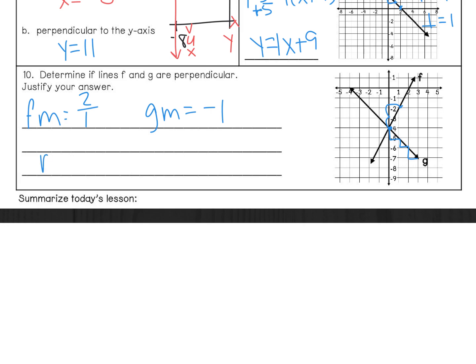No. So this is what we call neither. So we can have intersecting lines that do not create a right angle. Okay? They're still intersecting lines. They're not going to be parallel. They're not going to be perpendicular. They're just neither. They're just plain intersecting lines.